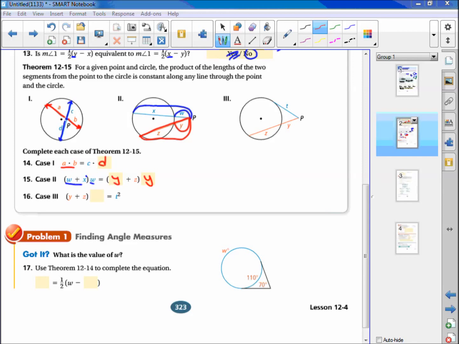And then in our last one, case 3, it's a little bit different here. We still have our point. And the distance for the red one to where it crosses the circle the first time is y, and the second one is y plus z. That's where it will cross the circle the second time. Now for the other one, when it's a tangent line, it crosses the circle at the same place twice. So first it's t, and then it's t again. So that's where they get t squared from.